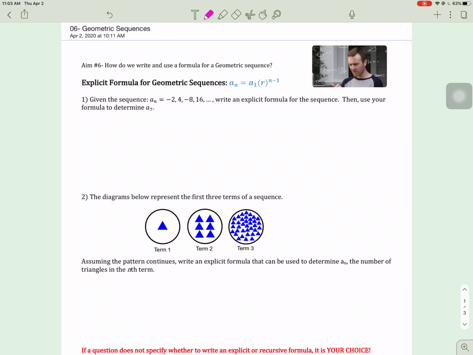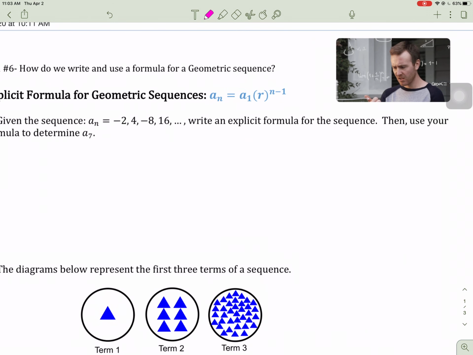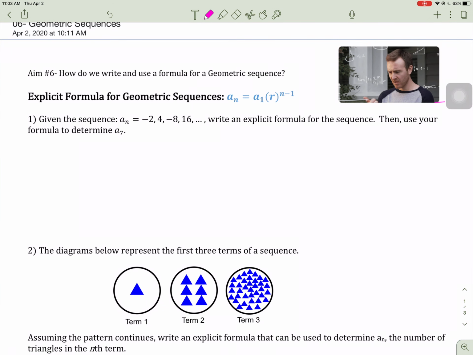Okay, so after arithmetic sequences and looking at how to write the formula for it, we're going to look now at the explicit formula for geometric. Remember, geometric has a common ratio, what you're going to multiply by each time. And the formula for geometric sequences is: to find any number term, you take the first term and you multiply it by r to the n minus 1.